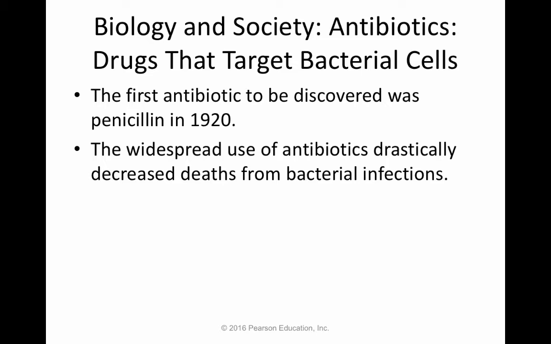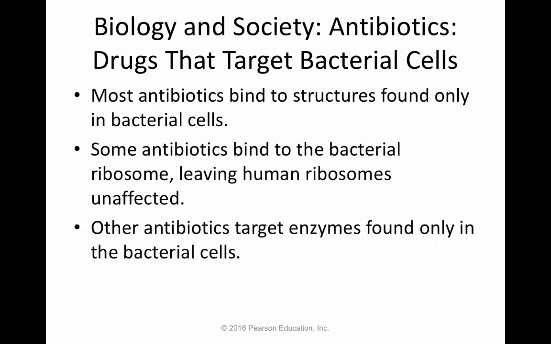Now, if we talk about biology and society in regards to cells, you can look at penicillin, which was the first antibiotic to be discovered, in 1920. Why that was important is that it drastically changed medicine. There were widespread deaths of millions of people across the world, especially when you think about things like the Spanish flu, and a lot of those came from bacterial infections. The use of antibiotics worldwide helped us drastically decrease the rate of death.